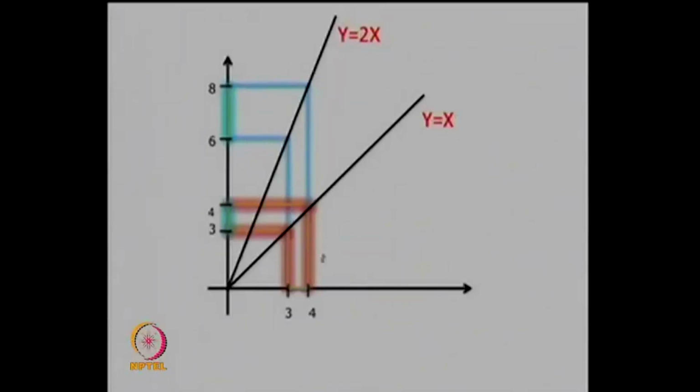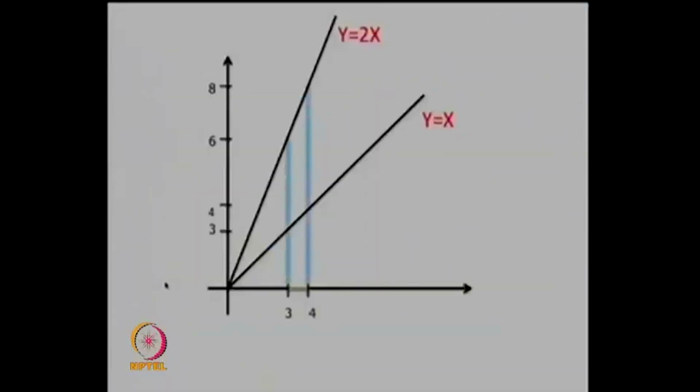So, you will see 3 and 4 here, 3 and 4 here. The dy is 1, dx is 1, so dy by dx is equal to 1 for this curve. For this curve, dy is 2 for the corresponding dx of 1. So, dy by dx is 2 for this curve. The larger the slope, the larger the derivative. Let me play this movie once more. Let us see this.